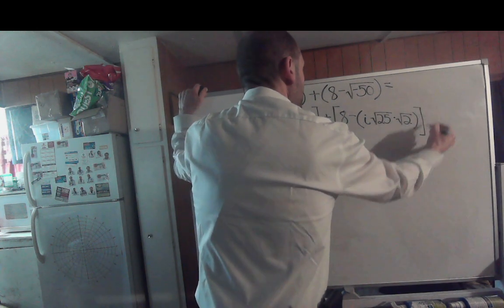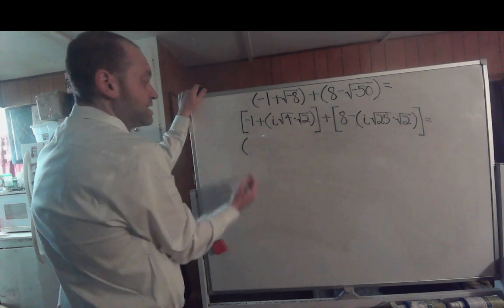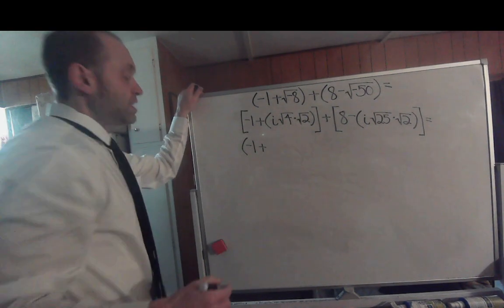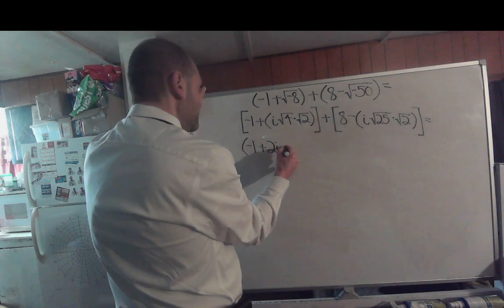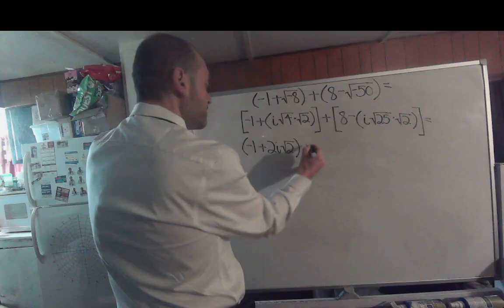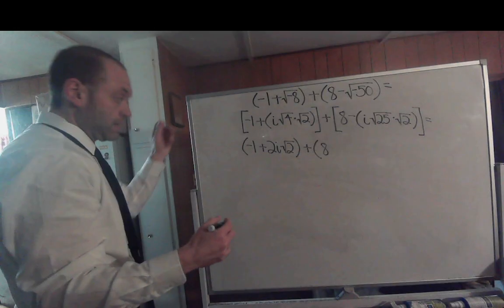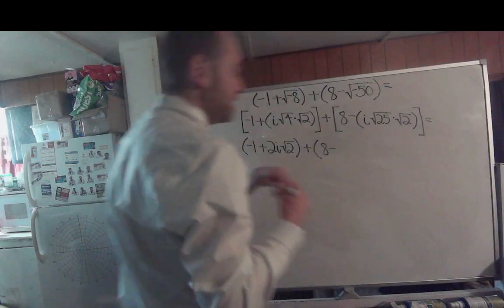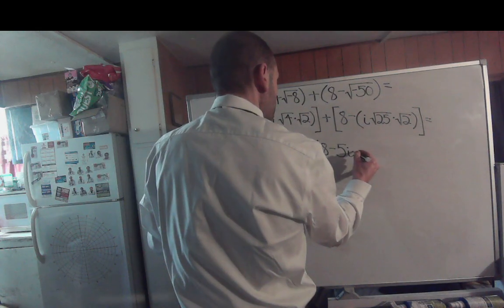Alright, let's continue further. So this would break down into -1 plus, now, okay, square root of 4 is 2, so this would be plus 2i times the square root of 2. All this plus the quantity of 8 minus, alright, so the square root of 25 is 5, so this would be minus 5i times the square root of 2.